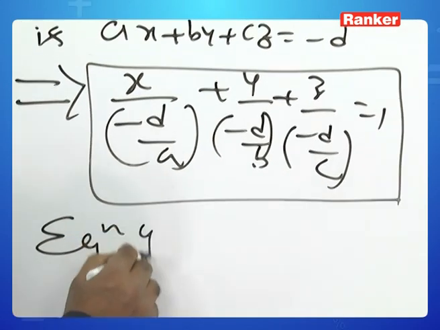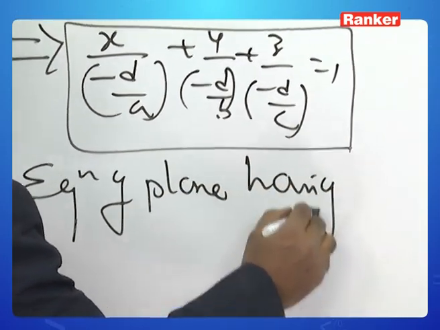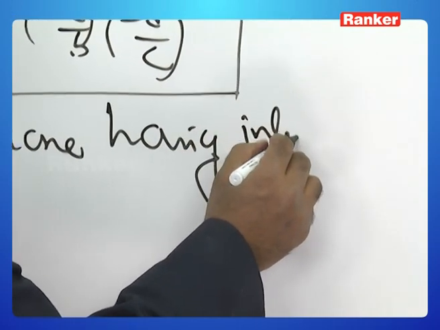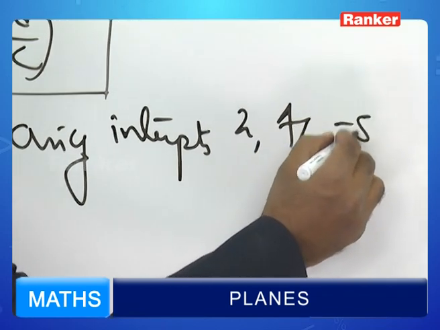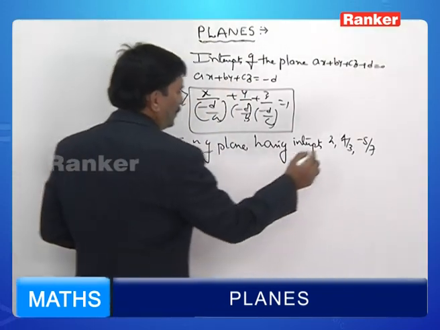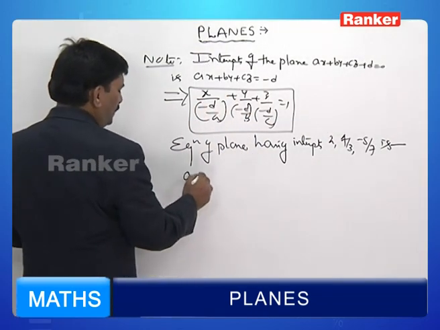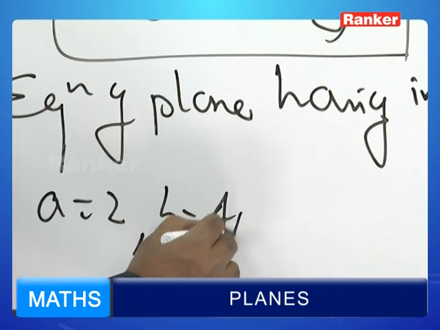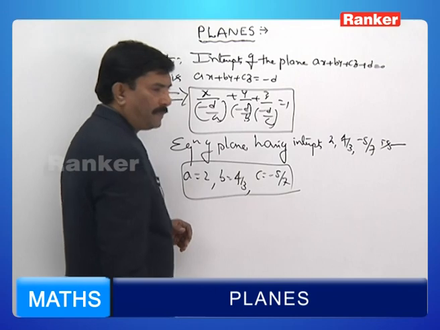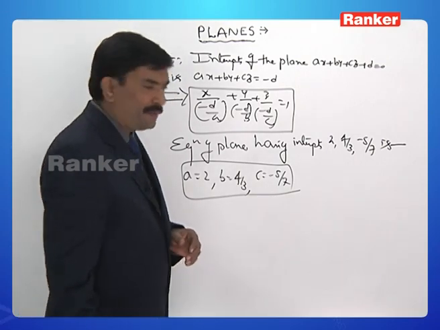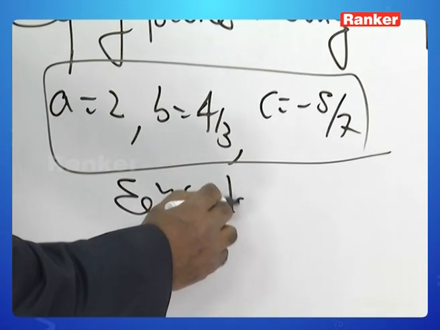Let us give some examples. Equation of plane having intercepts 2, 4 by 3, minus 5 by 7 is dash. Okay. Now I can take a is equal to 2, b is equal to 4 by 3 and c is equal to minus 5 by 7. So therefore, now I can write the equation of the plane in intercept form.